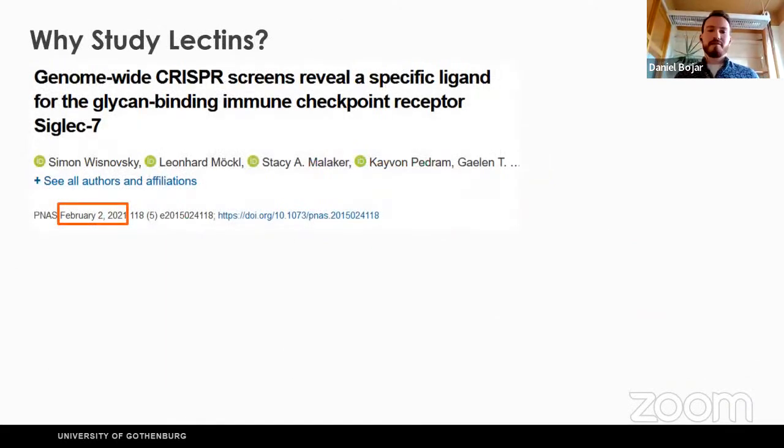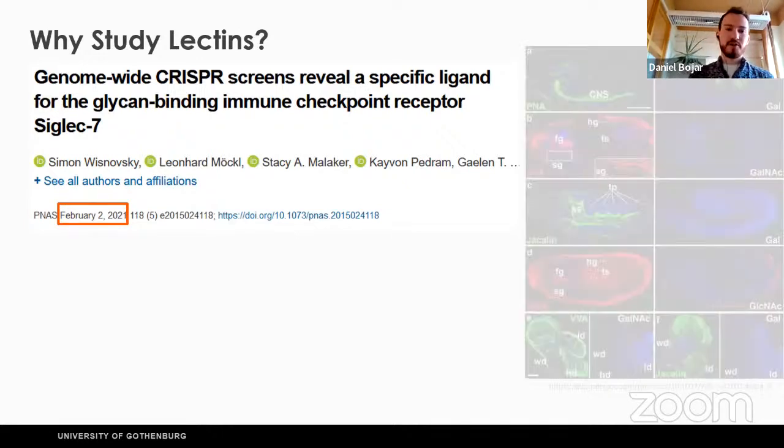So, if that didn't convince you already, here is why it would be interesting to study lectins. It's also very much an ongoing effort. Here is a PNAS paper from last year, which determined the carbohydrate receptor for an important immune checkpoint receptor, Siglec-7. That's a human receptor, and until last year we did not know what it was actually binding. So it's still an ongoing process.